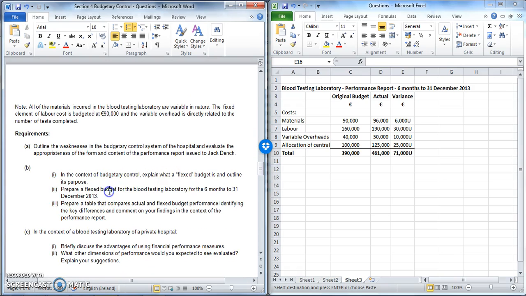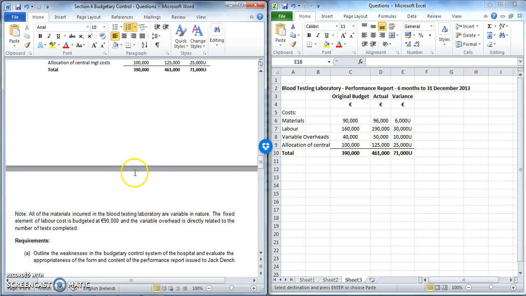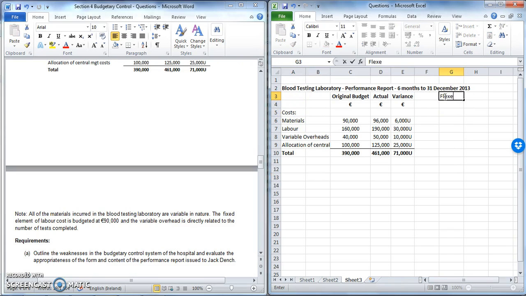So the first thing you're asked to do is prepare a flex budget. And note the information here. All materials incurred in the blood testing lab are variable, and the fixed element of labour cost is budgeted at 90,000, and the variable overhead is directly related to the number of tests. So you know when you're doing a flex budget, so we come down here and we copy these down. We'll put the flexed over here.